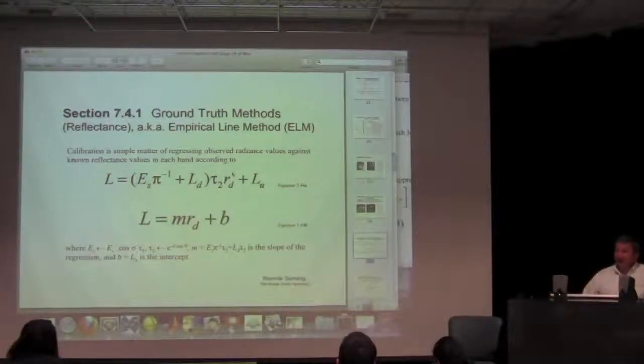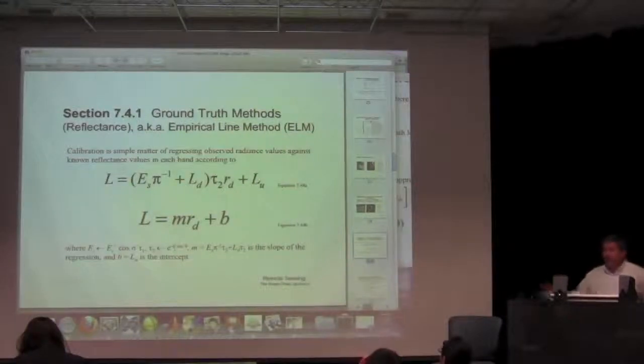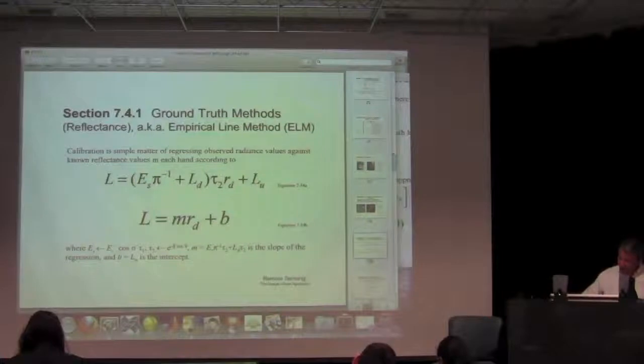Sounds easy, right? All right, so remember here that you could even go a little bit further with this. Once you have tau 2, you can come out with the optical depth of your atmosphere, if you wanted to. And so you can solve for the delta term right here.